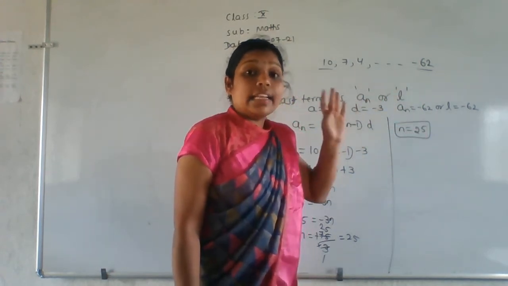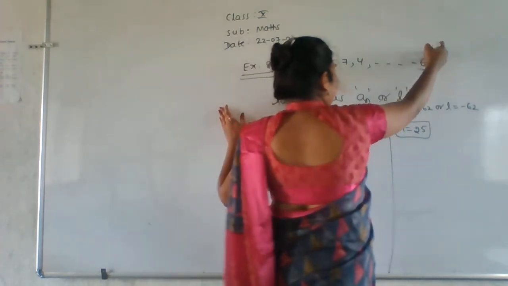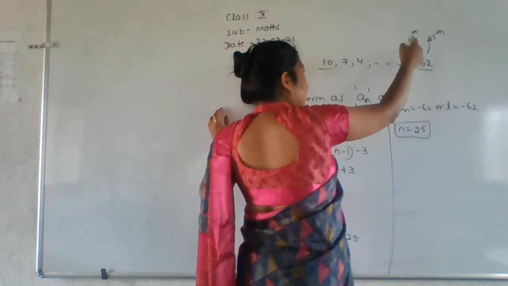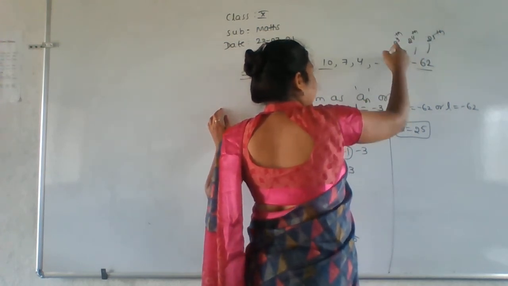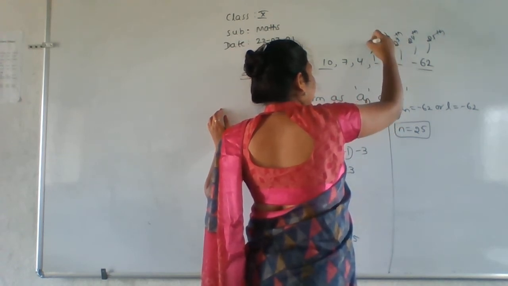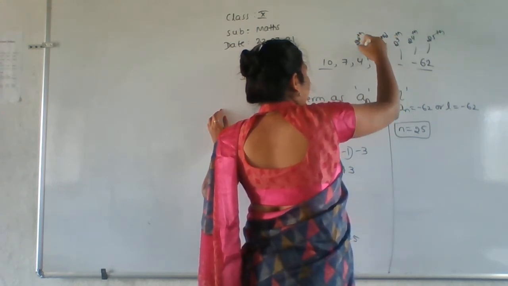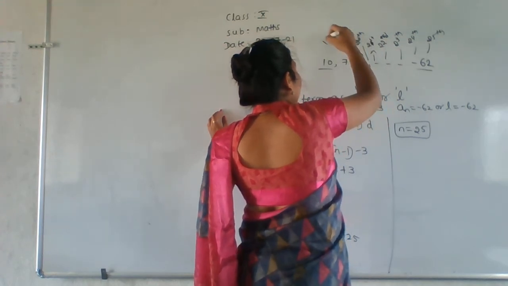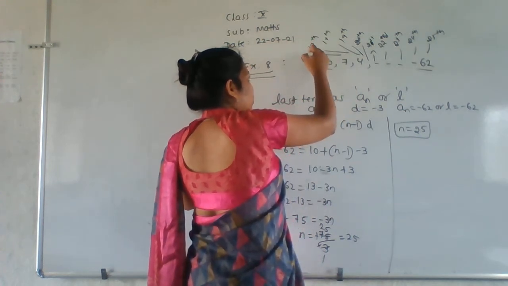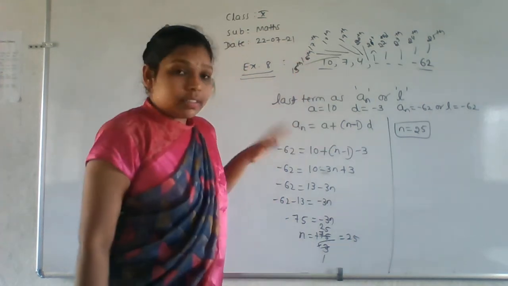Now we have to find the 11th term from the last term. If it is the 25th term, next will be the 24th, right? Count like that only. Next 23, next 22nd, next 21st. After that 20th. Next will be the 19th, next the 18th, next the 17th term, next the 16th term. Next will be the 15th term. Right? So like that first write here.